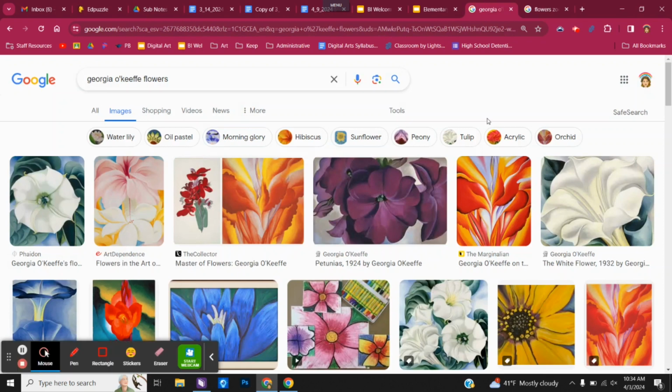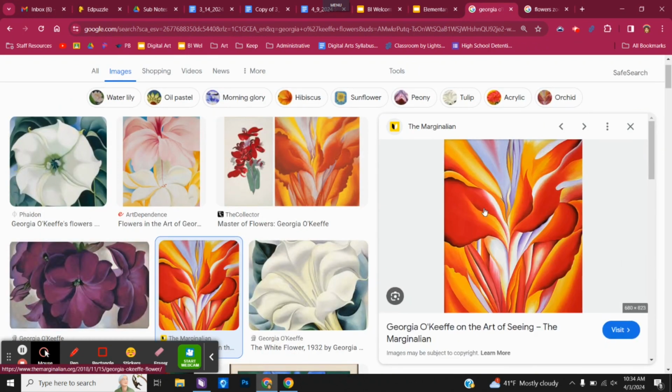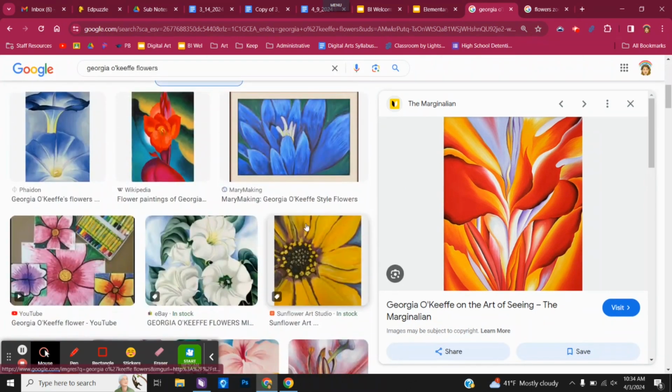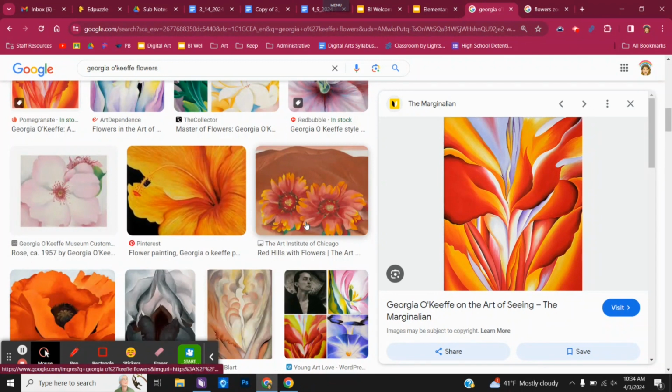So here are some other pictures of Georgia O'Keeffe's flower paintings that you might recognize from a long time ago. But she would sometimes abstract her picture so much that it didn't even look like a flower. You wouldn't be able to tell what kind of flower you were looking at by some of her paintings. And that is okay. That's her interpretation of the flower. So that is going to lead us to our project.